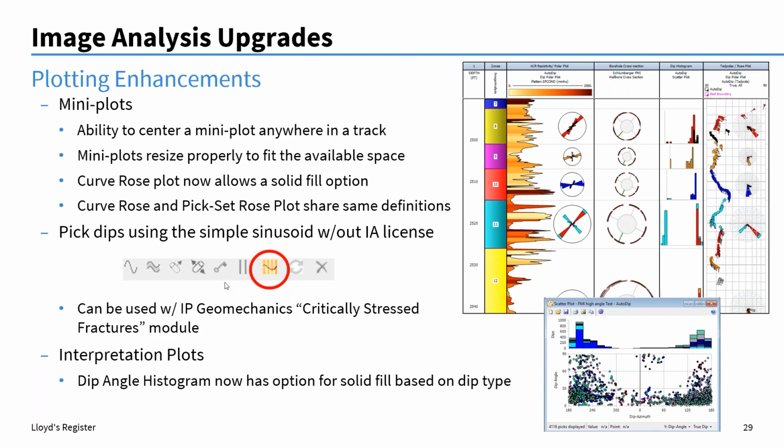One of my favorite features, though, for this going forwards is that we're now able to pick dips without an IA license using the flexible sinusoid. So basically, if you've got an oriented image that's been provided by a service company, you can display it and pick dips immediately on it without an IA license, of course. The other thing that you can do here, and as Frans just showed us, is that we can actually use that to pick fractures and import them directly into the critically stressed fractures module. So that's a very nice little feature to have.